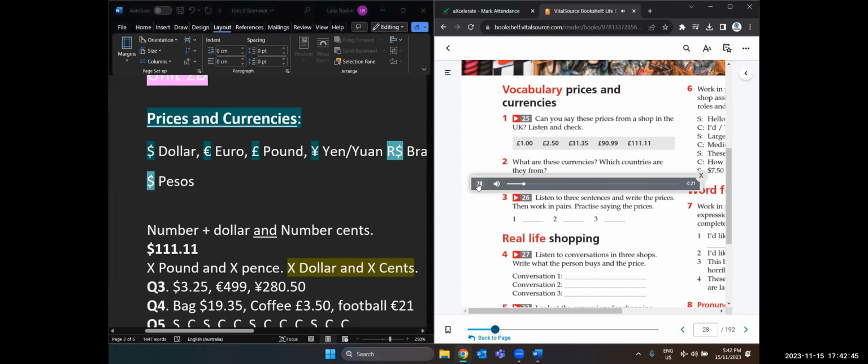Track 26. Unit 2D. It costs $3.25. The sofa is 499 euros. Your ticket is 280 yen 50.